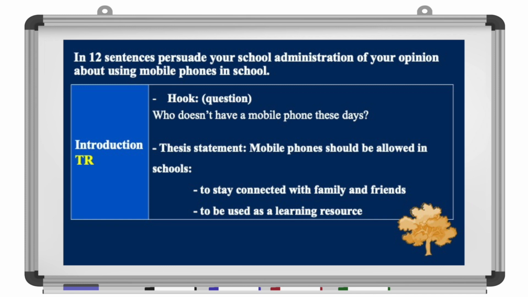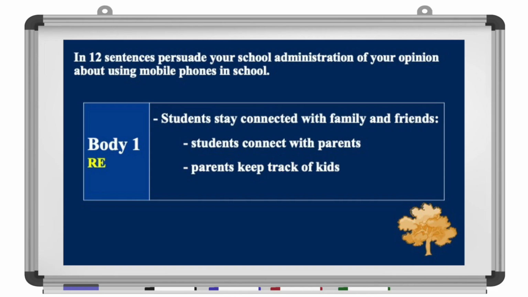I will follow the introduction with the body. And we said that the body has two parts, paragraph one and paragraph two. And each paragraph should have a topic sentence, supporting ideas, and a concluding sentence for paragraph one and paragraph two. So in paragraph one, I will add reasons. Remember the tree strategy. The reason I will mention is students stay connected with family and friends. Students connect with parents and vice versa.